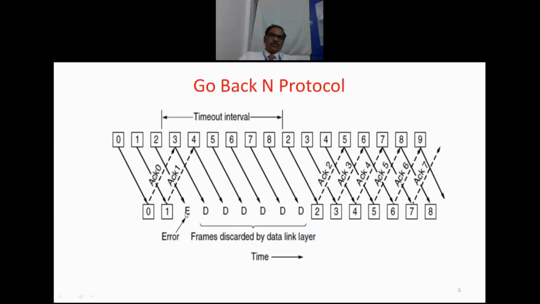Okay. Now it is encountering an error with frame 2. As a result, the receiver receives all the subsequent frames, so frames 3, 4, 5, 6, but they will be rejected, they will be discarded, because it wants frame 2 correctly received first. Only then will others be accepted.